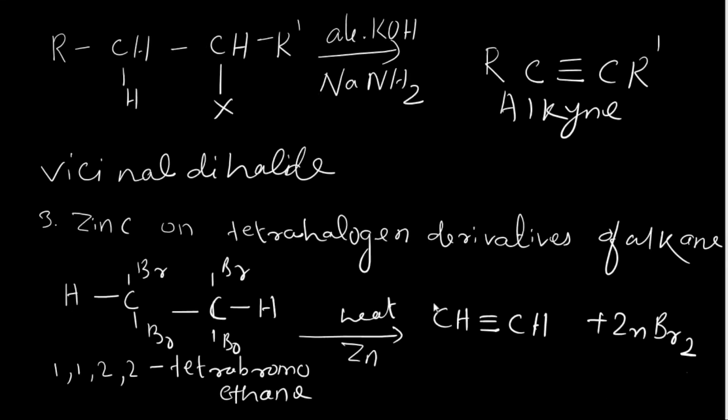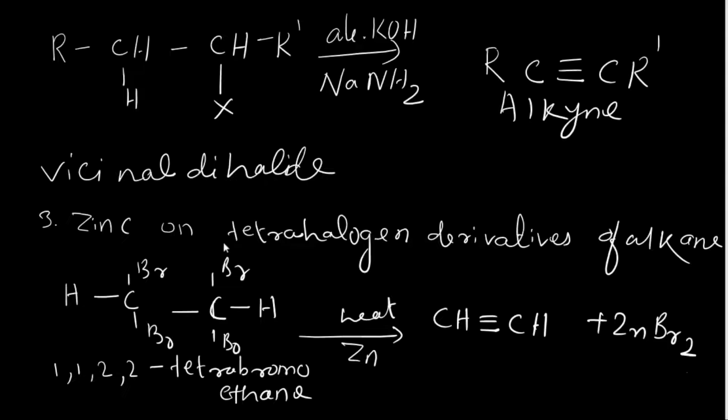Now here is the vicinal dihalide general formula. How can we write it? RCHX, single bond, CHXR, that means there are two halogens. When vicinal dihalide is treated with alcoholic KOH and NaNH2, it gives alkyne. So this is the alkyne, and this is the vicinal dihalide.